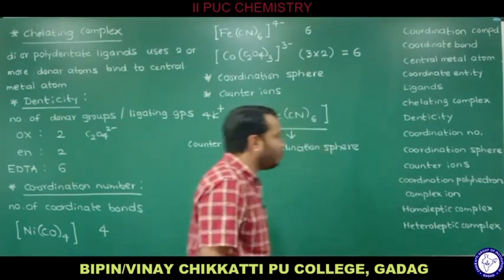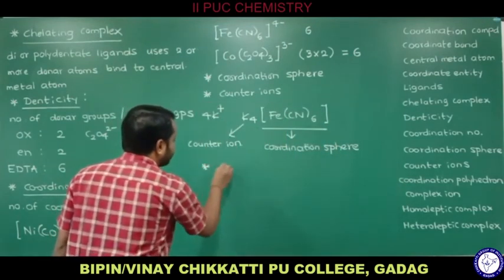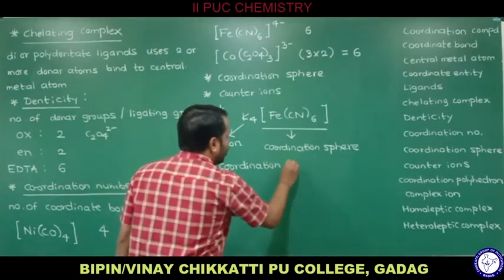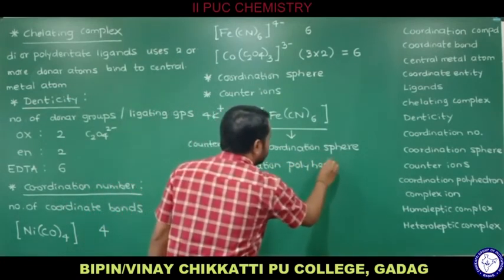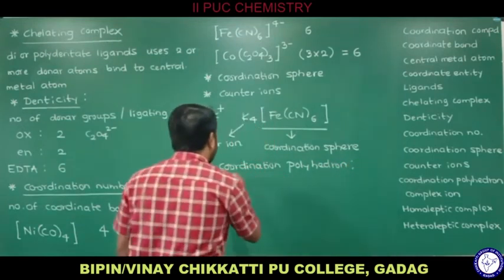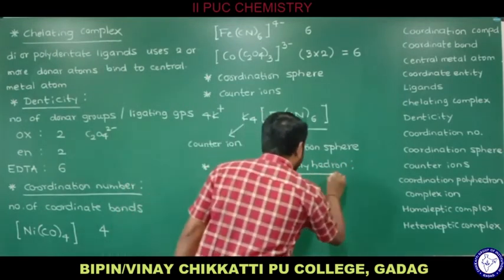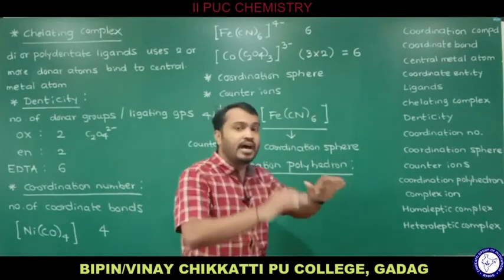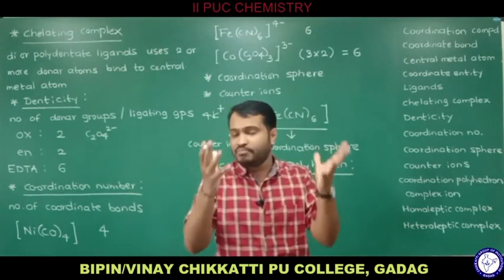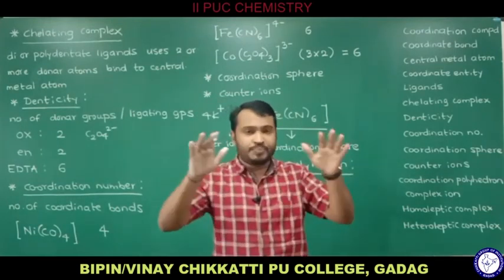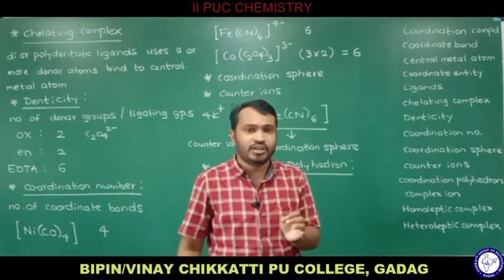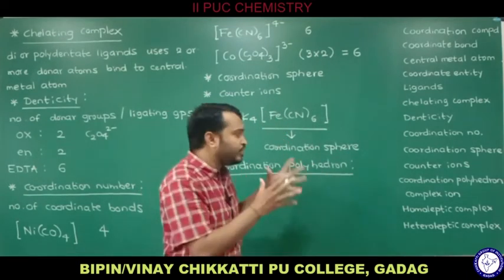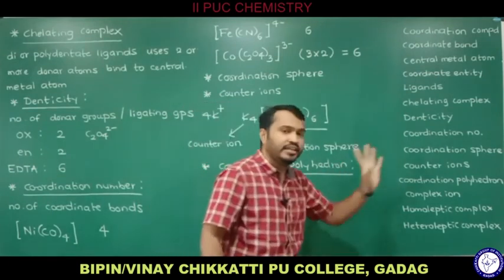Next, we have coordination polyhedron. As I said, the ligands are not randomly surrounded around the central metal atom. There is a definite manner, a definite pattern. These ligands are spatially arranged in three-dimensional structures around the central metal ion, and this simple geometry of the complex we call the coordination polyhedron.